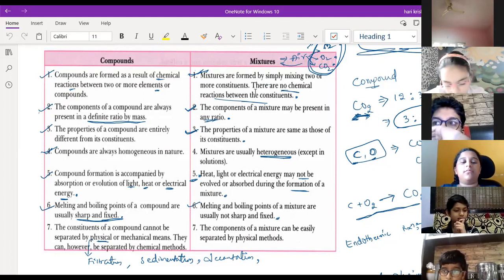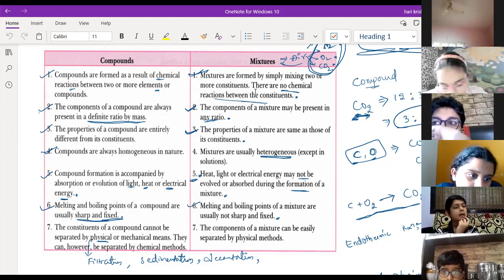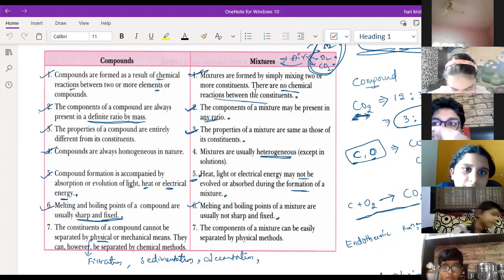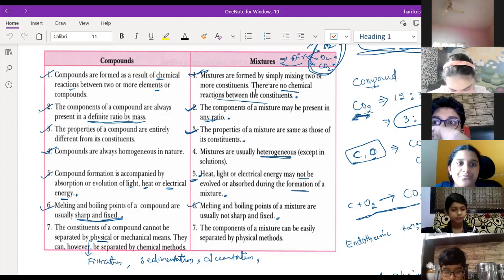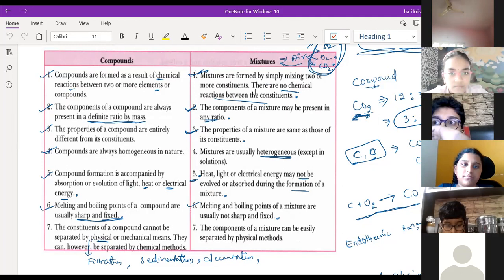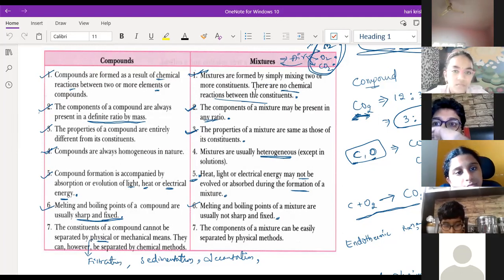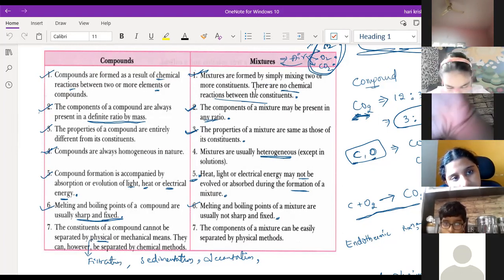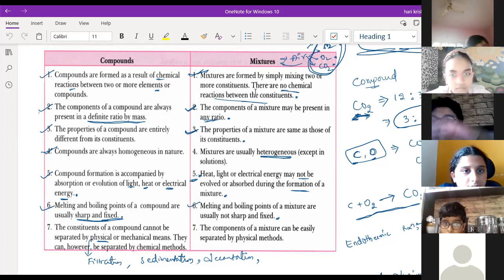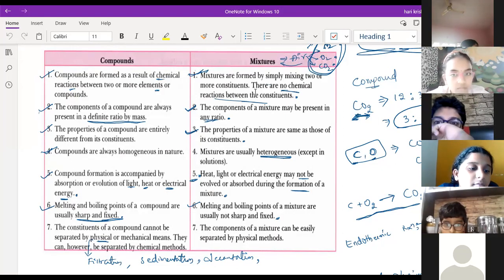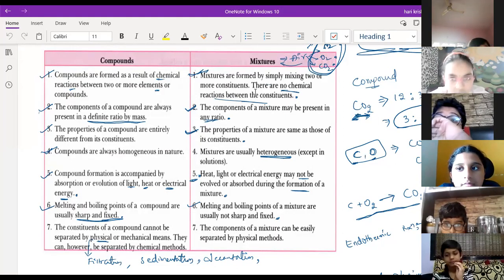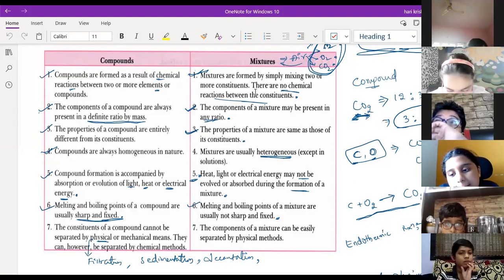To form water, we compulsorily require only 2 hydrogens and 1 oxygen. If you add 3 hydrogens and 2 oxygens, it is not water. That means the compound will have the elements in the definite ratio only. Do you know the difference between definite ratio and any ratio, right?